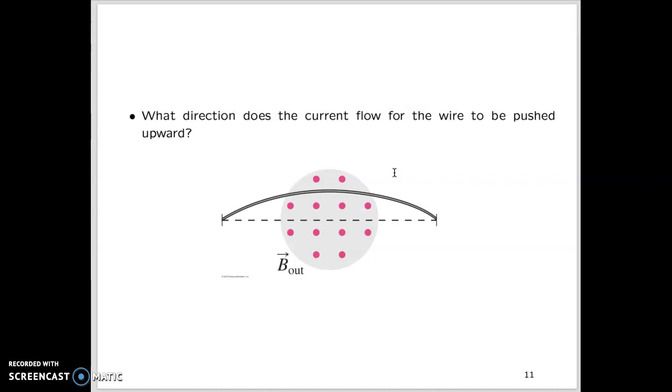Well, down is not the direction of the force. The force is actually pulling the wire upwards. So we guessed wrong. So let's try again.